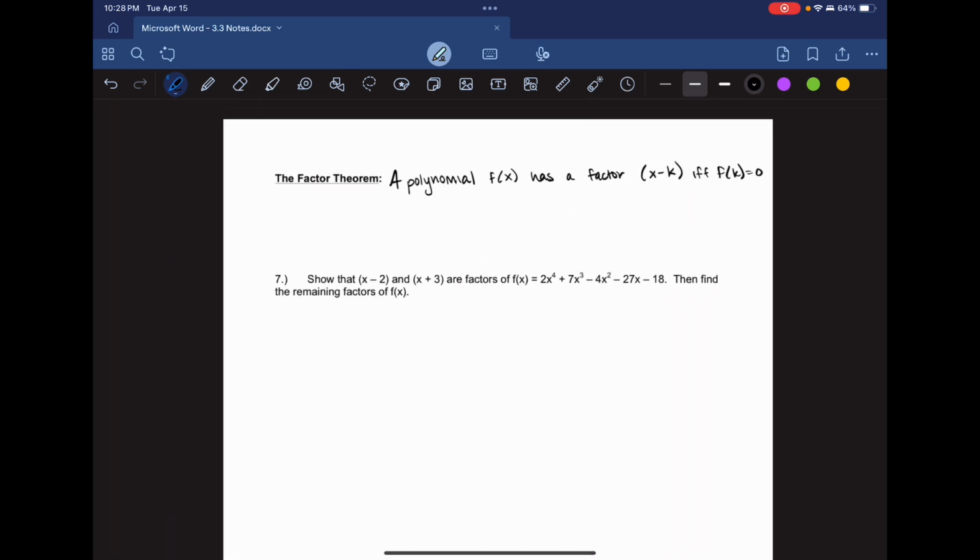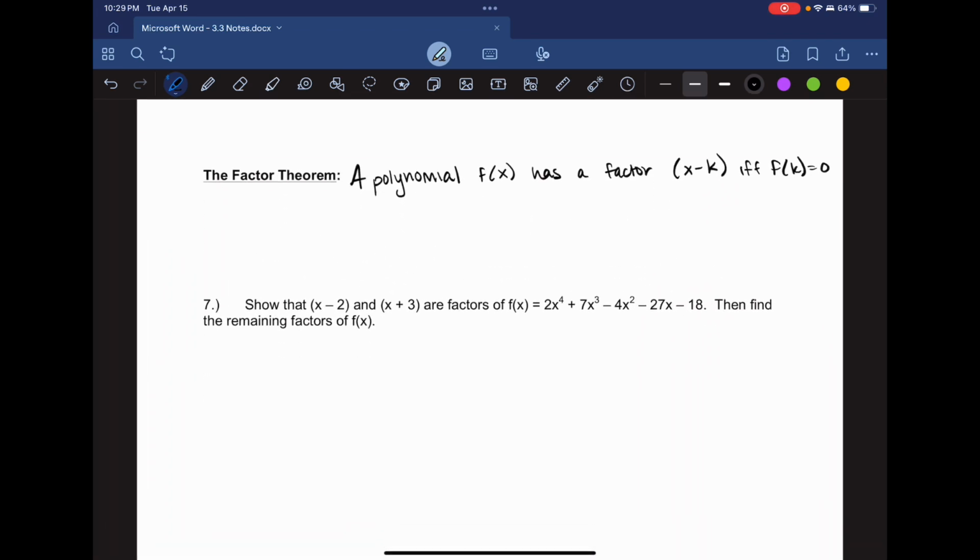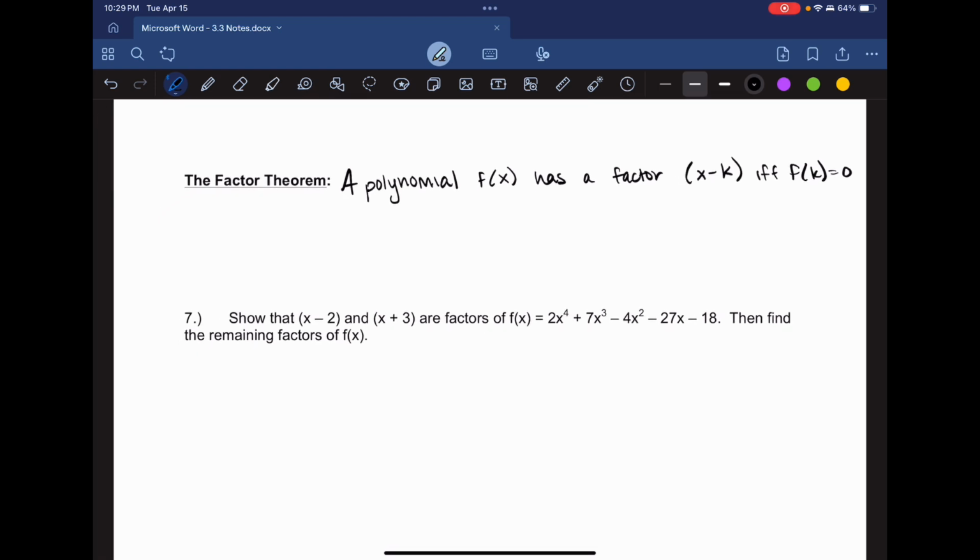All right, last little bit here. The factor theorem, okay? We say something is a factor theorem if a polynomial f of x has a factor x minus k if and only if f of k equals 0. That "if and only if" is really powerful. That means it has to hold for this statement to be true. No ifs, no buts. This has to be 100% foolproof. Okay, so let's just see what this means.